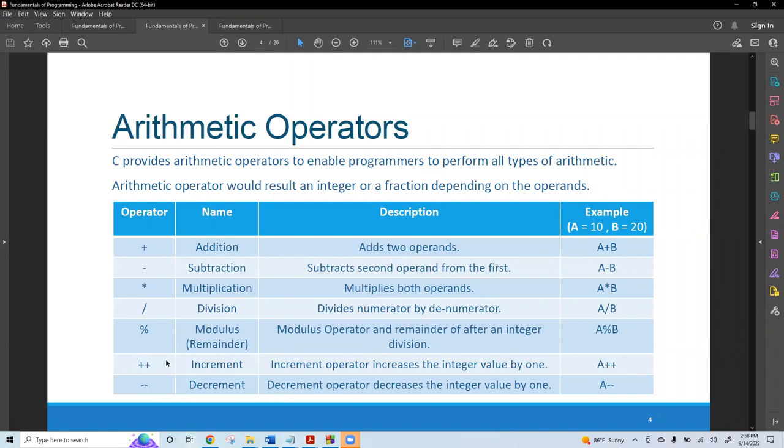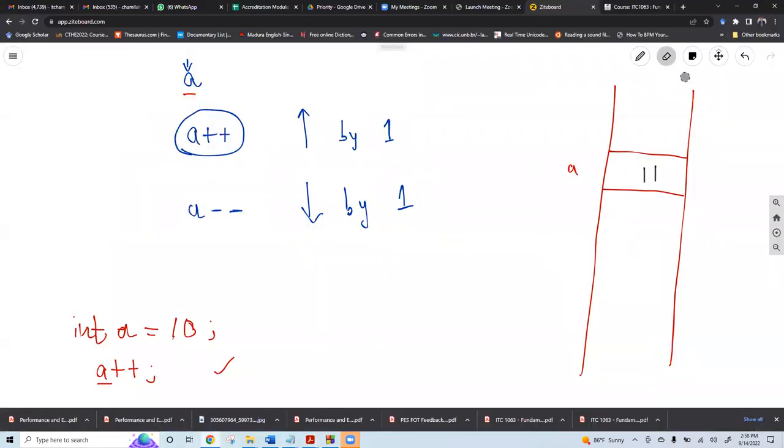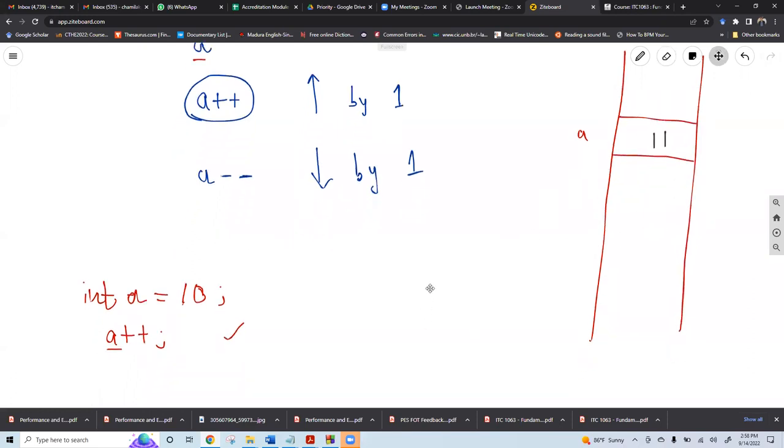Right, okay. So now, the decrement is something like this. Let's say in the next line, suppose this is the first line of my program, this is the next line, and the next line. In the next line, if I say A decrement, this is the semicolon of my program.